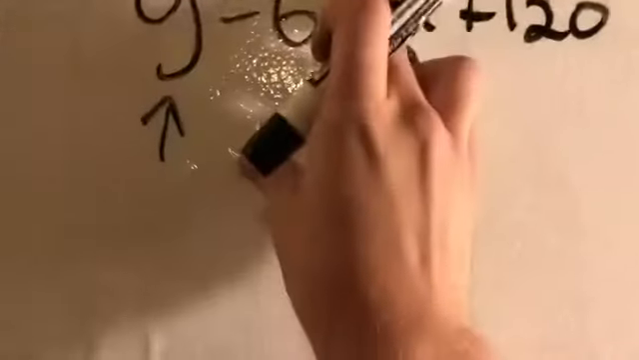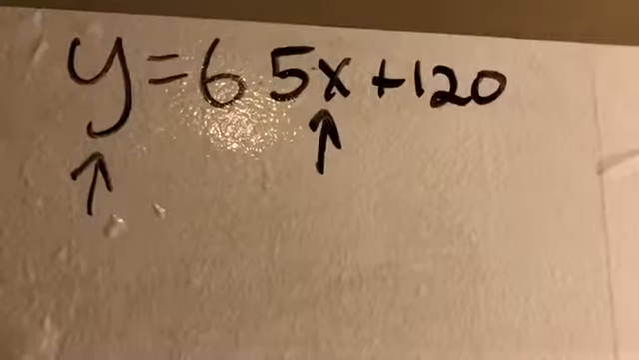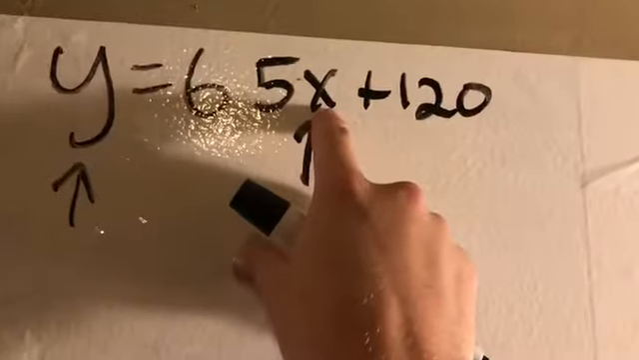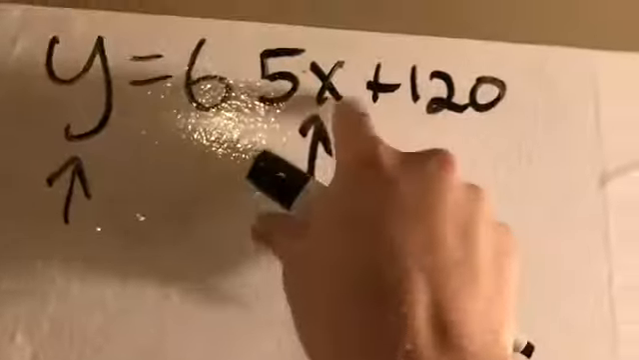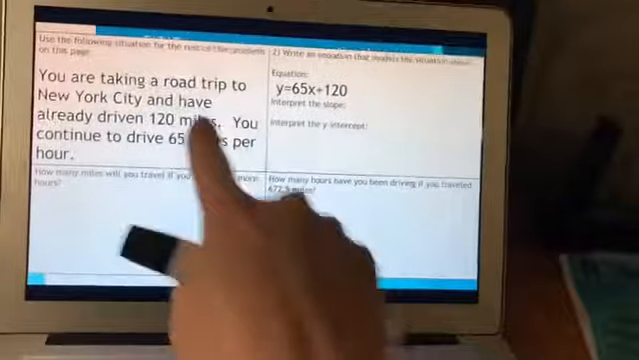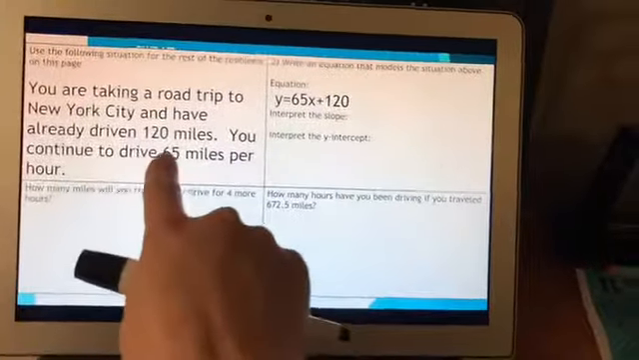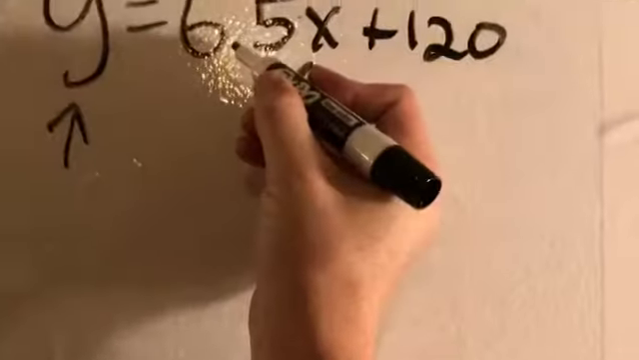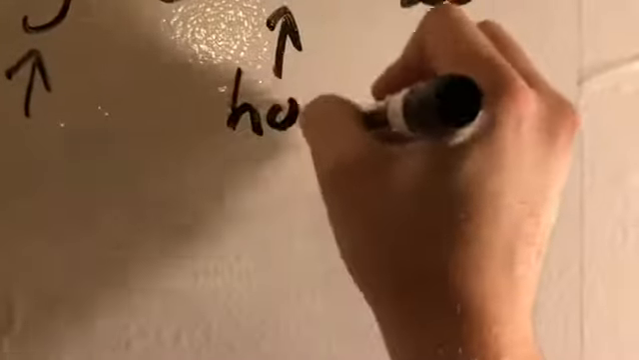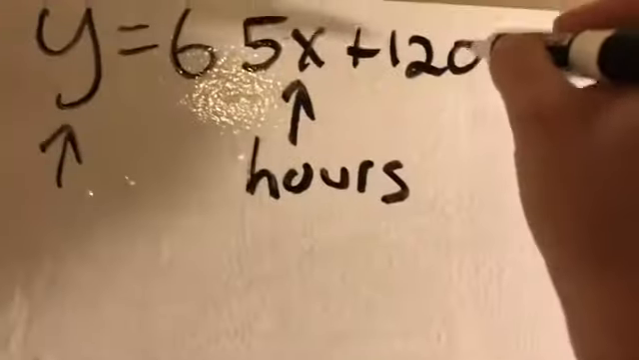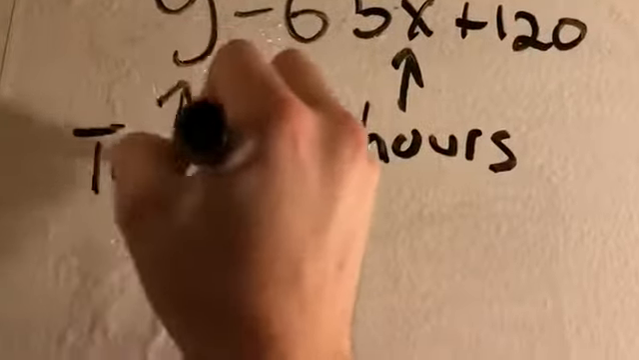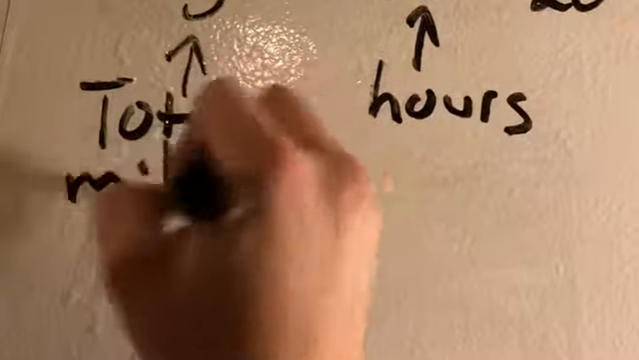Whenever you're a little bit confused, ask yourself, I know I put 65 with the x, so go find the number 65 and see what idea is with it in the problem. And then we can start there at least. So it says you continue driving 65 miles per hour. So x is counting the hours, and we know we're going 65 more, and we already went 120. So y is going to end up being the total miles driven.